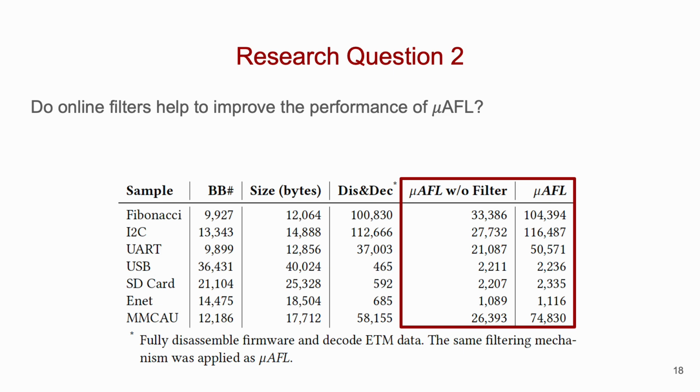Now, do online filters really help to improve the performance of mAFL? As the table shows, online filters improve the performance of mAFL across all the evaluated benchmarks. This is because without filters, ETM needs to collect the entire instruction trace beginning from the reset ISR to the end of each run, which not only increases the burden of the debug dongle in transferring the raw trace, but also requires more time for the offline decoder to decode and map them into the bitmap. For large and complex benchmarks such as USB, SD card, and Ethernet, as shown here, the difference is small as the target execution time is longer, amortizing the overhead.